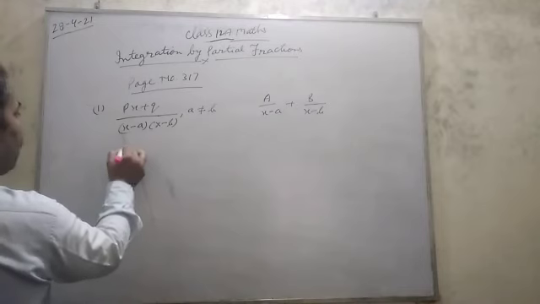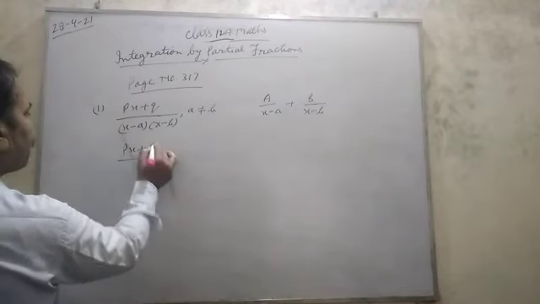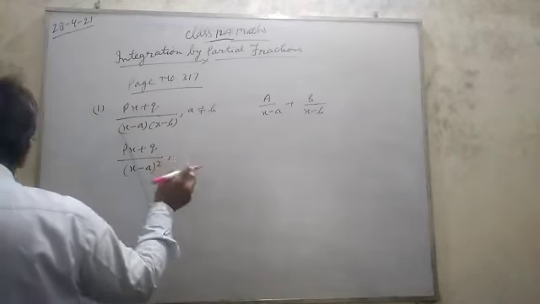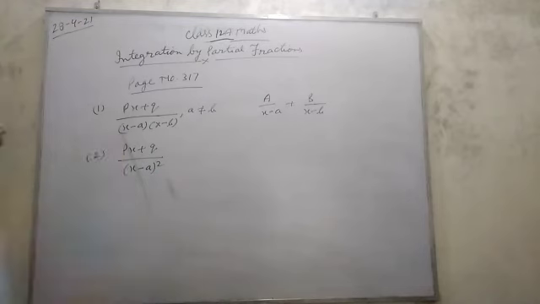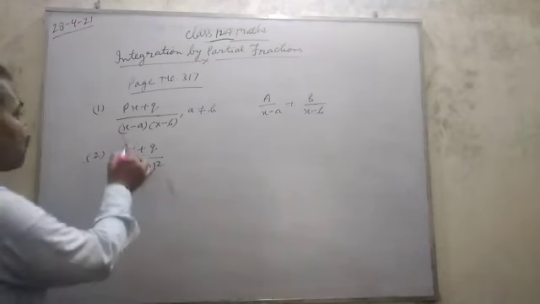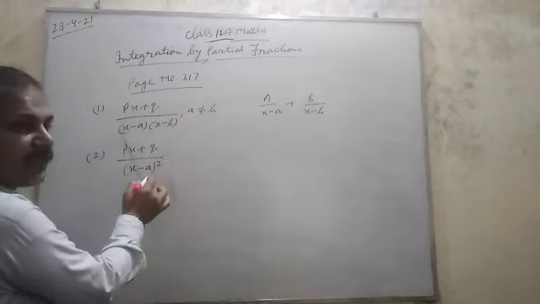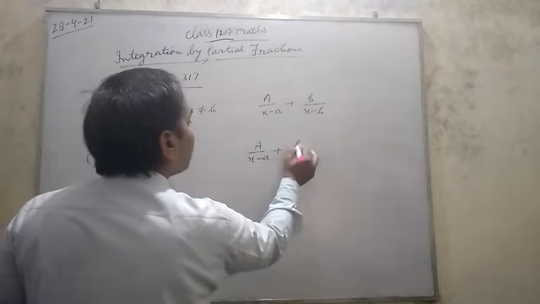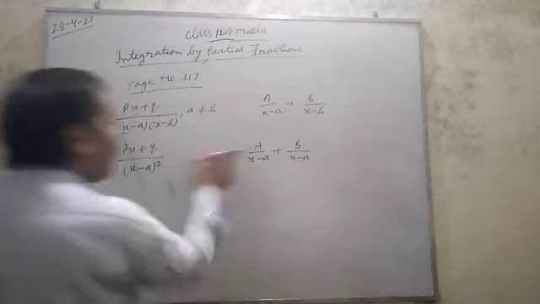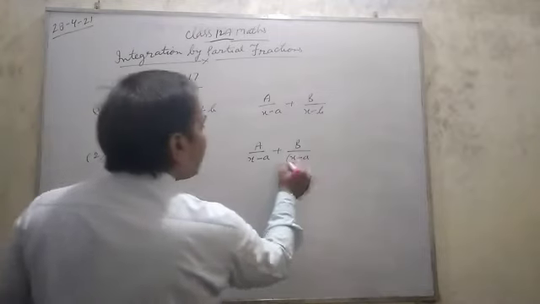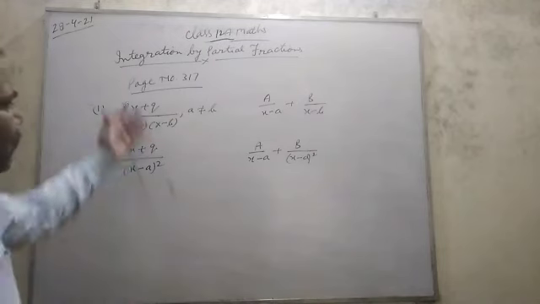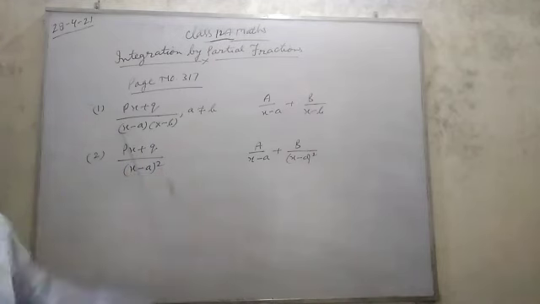Second one, (px + q) upon (x − a) whole square. Here also the degree of numerator is less than degree of denominator. So we can write A upon (x − a) plus B upon (x − a) whole square, like this we will write. When you do some questions, you will know how to write.